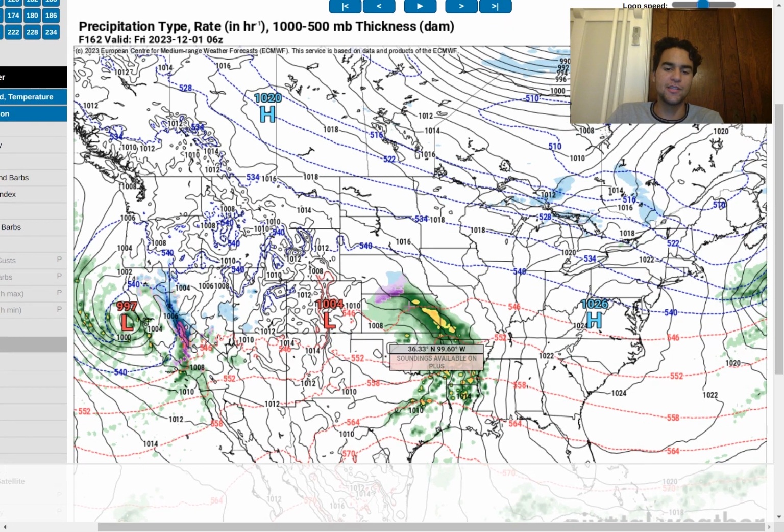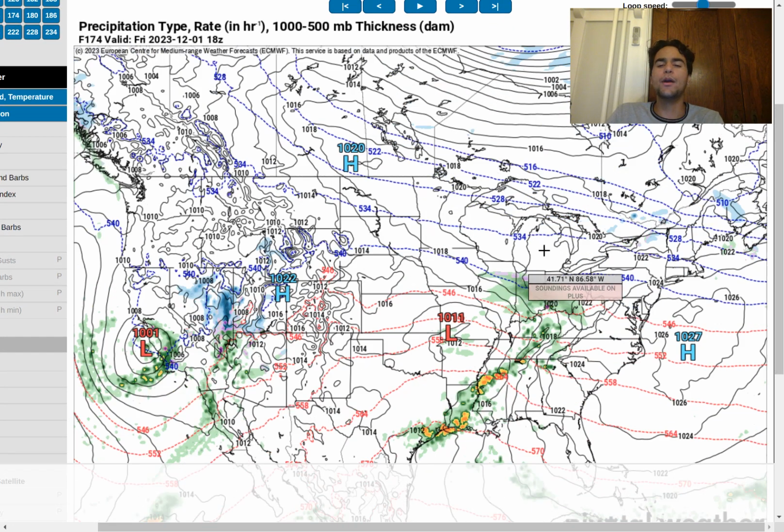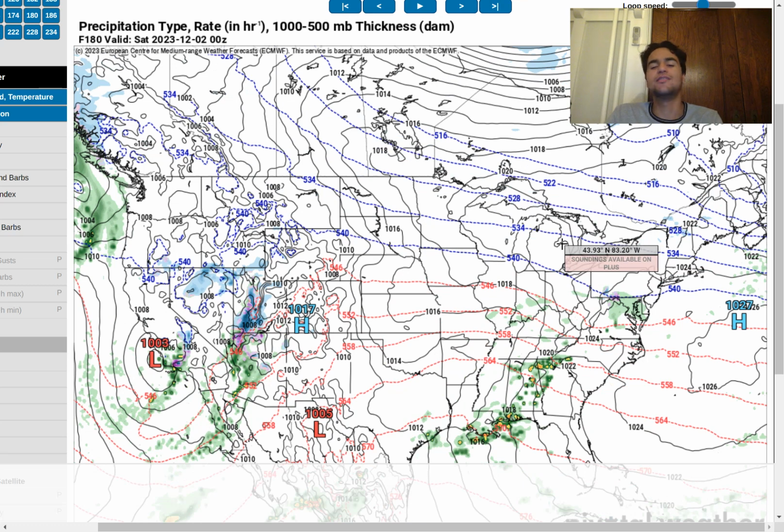I will say most likely this snowstorm won't bring much of anything outside of maybe snowfall in the northern Midwest, but it's what's after this storm system that could be an issue for the Midwest and the Northeast.